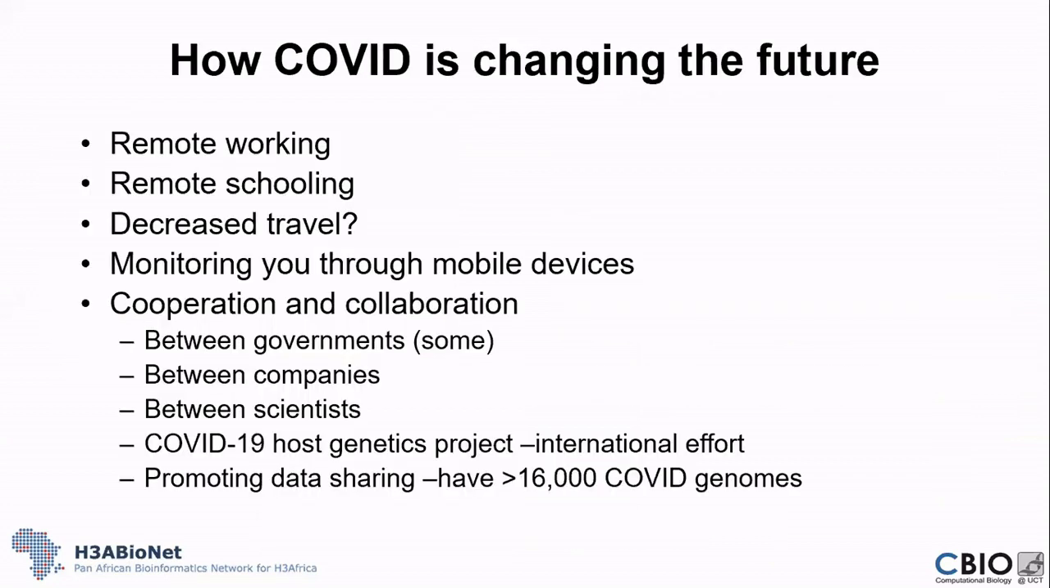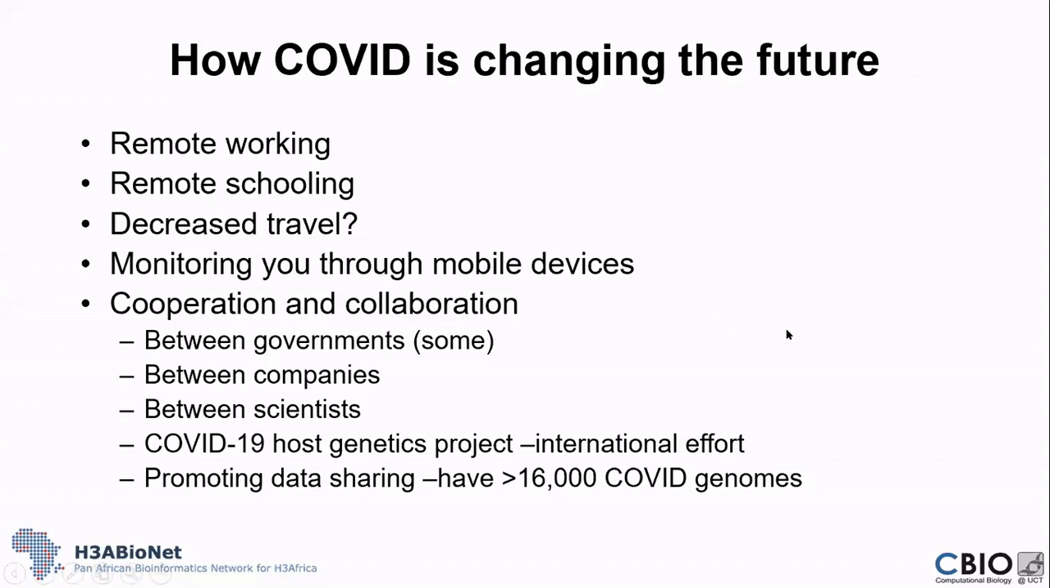COVID is changing our future, so we're having to do remote working. Luckily, as bioinformaticians, we can do that. Remote schooling, potentially decreased travel. Who knows how long that'll last? Monitoring of people through mobile devices for contact tracing. Will that continue? Will you continue to be monitored by your governments?